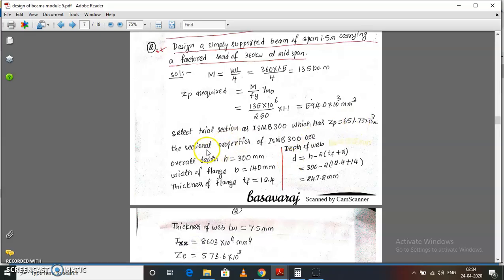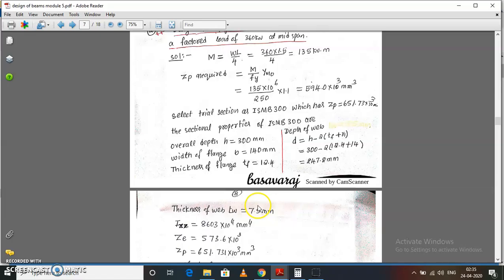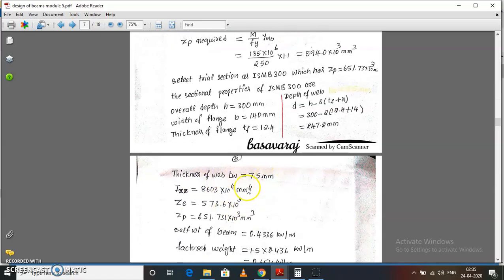Now note down the section properties for ISMB 300. So overall depth of ISMB 300 is 300. Width of the flange B is 140. Thickness of the flange TF is 12.4. Depth of the web is H minus 2 times TF plus R1, you can note down, and you can calculate the actual depth of the web as 247.2. Thickness of the web is 7.5 mm.